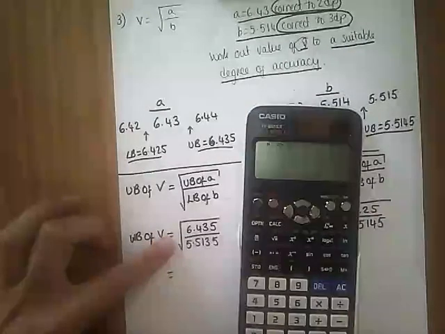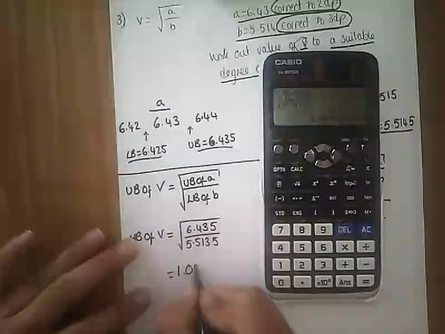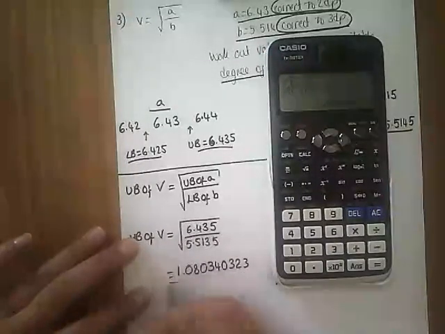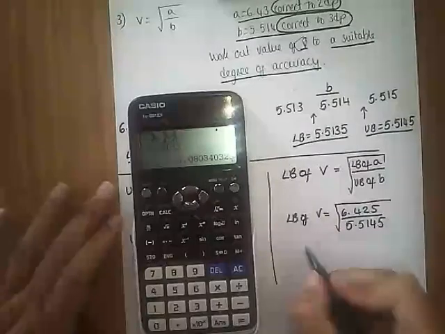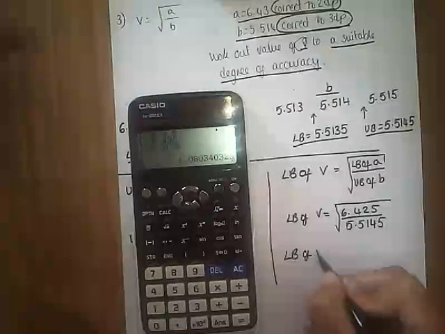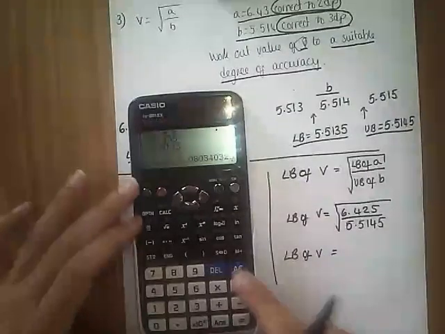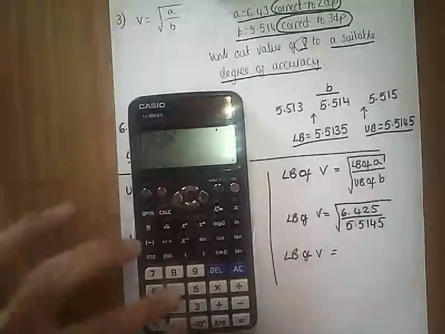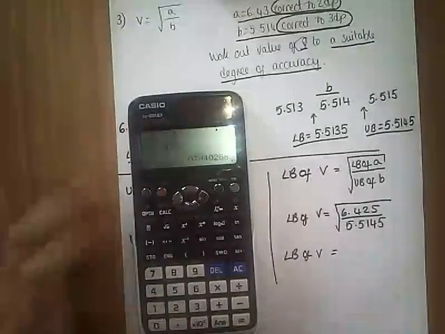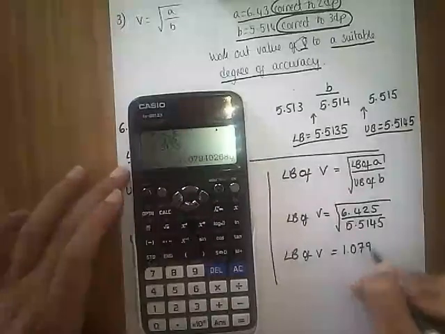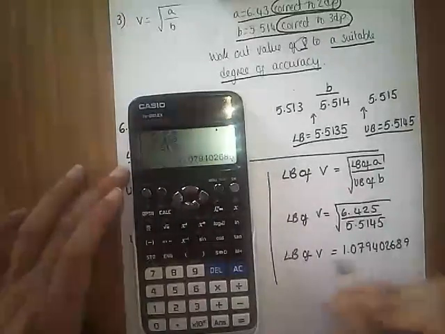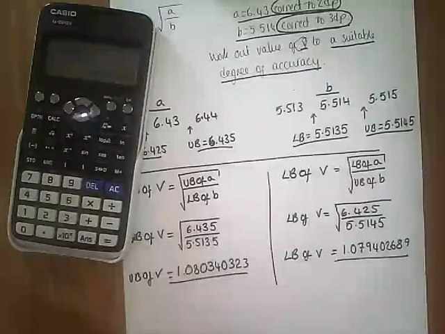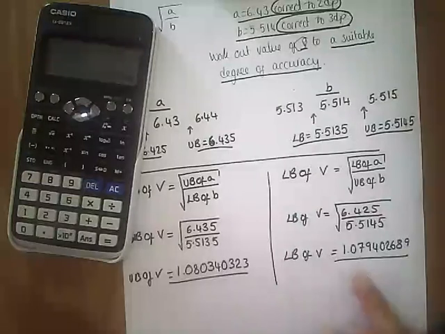Okay, and you write down the whole answer. So it's 1.080340323. That's the upper bound. On the other side, the lower bound of V is going to be the square root of 6.425 divided by 5.5145, 1.079402689. Okay, so happy days. We've got two values of V. We've got the highest that V could possibly be, and we've got the lowest that V could possibly be.